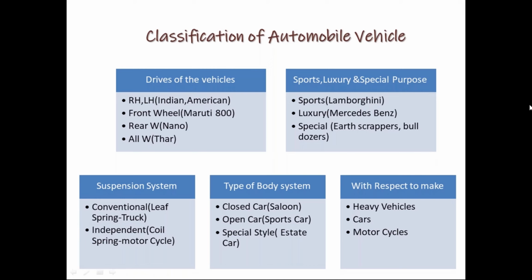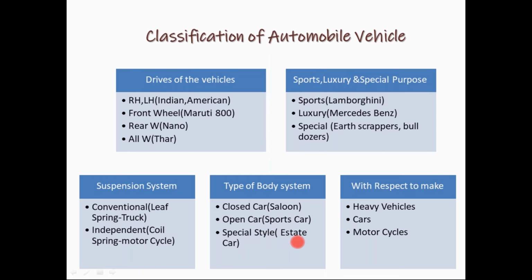Another type we have is the type of body system. Either we have a closed type of automobile, or we can say a car, and the maximum of the cars are running on the roads with closed conditions, since there are a number of factors for that. The next thing is you have open cars. Open cars may have sunroofs, or there are different sports cars. Thar was one good example for this, and many more.